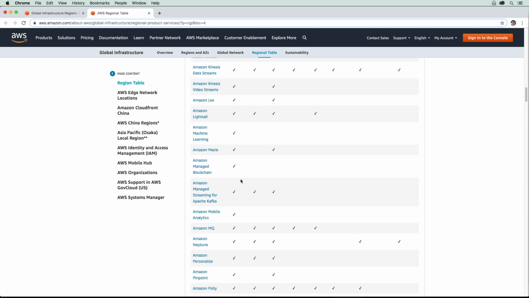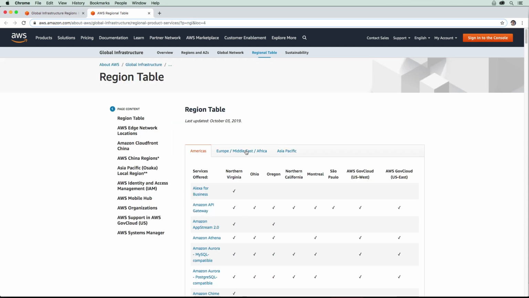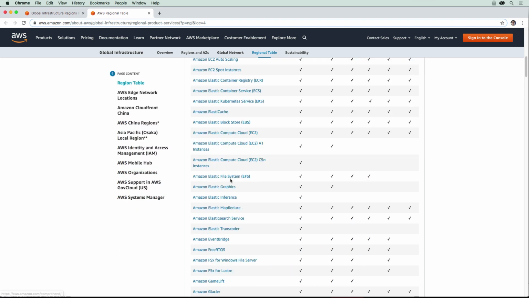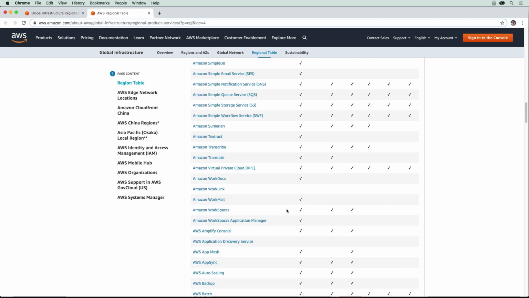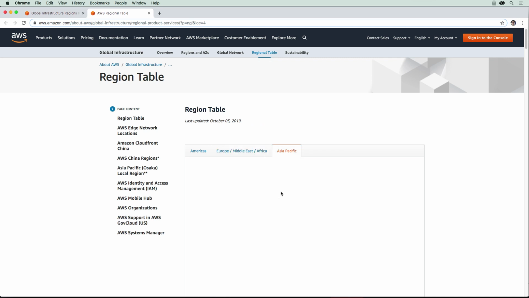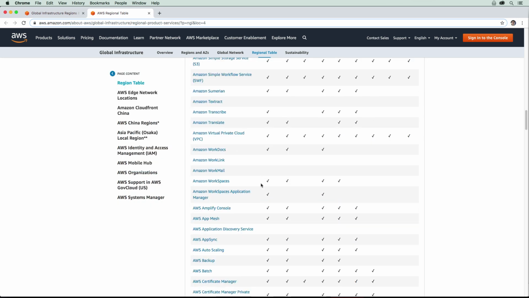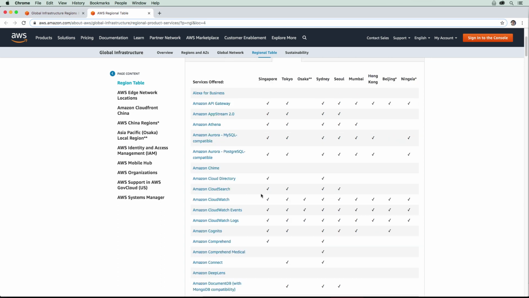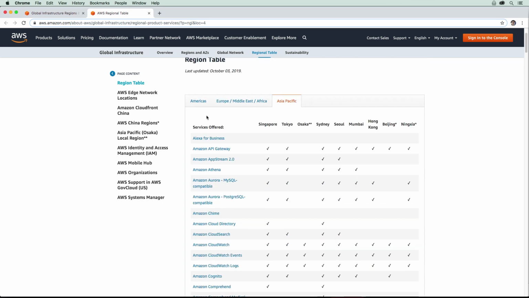This is also broken up based on those geographical continents. If I go here, you can see Ireland seems to have all the ones in Europe. And then in Asia Pacific, it looks like Singapore has the majority of services there. So there you go. That is region.